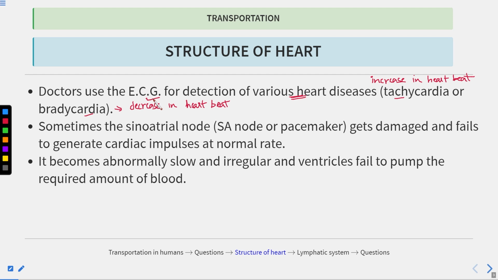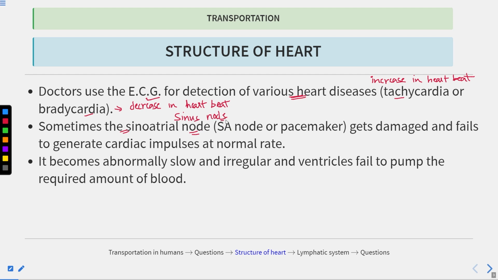And what does ECG do? It detects the electrical signals, or the changes in the electrical signals, of the heart. Now what happens? Sometimes the sinoatrial node, which generates these electrical impulses, is affected. The sinoatrial node is also known as the sinus node.